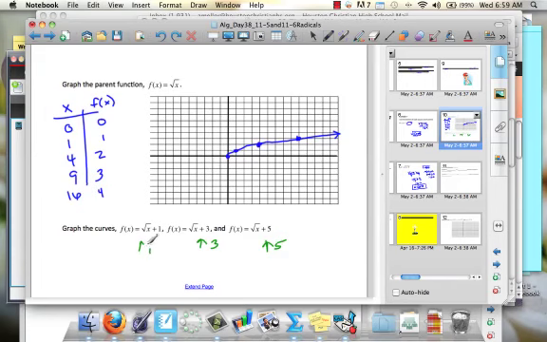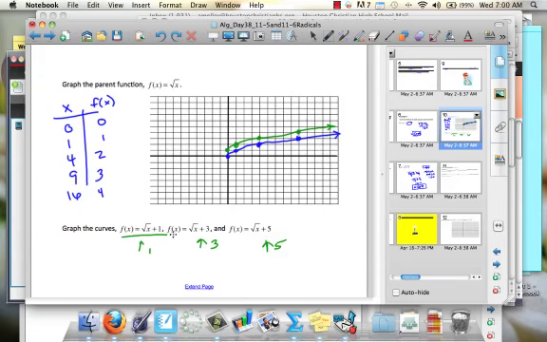So if I want to graph this one right here, I'm going to take this value and shift it up 1. This value shifted up 1. This value shifted up 1. This value shifted up 1. And then I'm going to graph the points, graph my curve. There we go. Okay, so that's that curve.